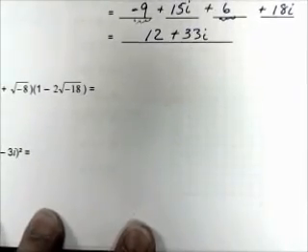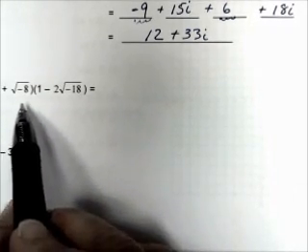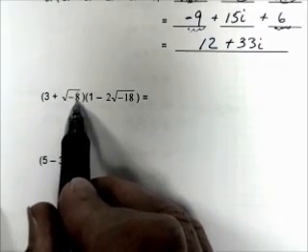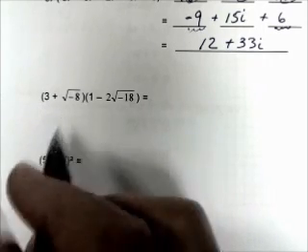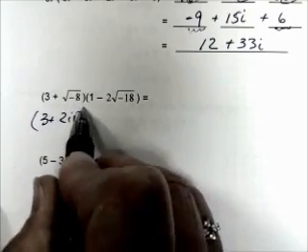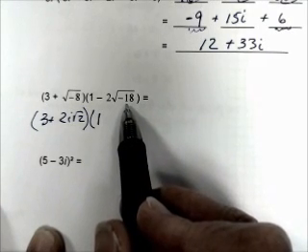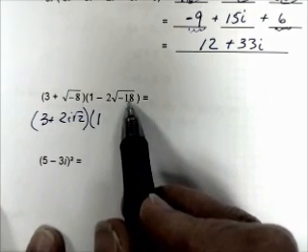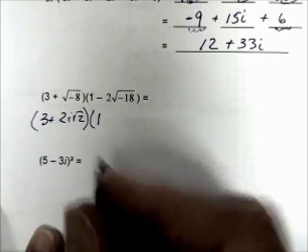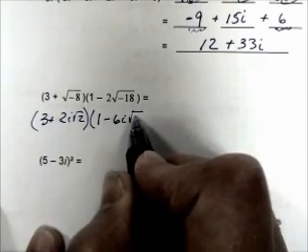Okay, another foiling here. Let's simplify. Square root of negative 8. We're thinking 4 times 2, and the square root of 4 is 2. So this would be 2i square root of 2. So 3 plus 2i square root of 2 times 1 minus the square root of negative 18. We're thinking 9 times 2, and the square root of 9 is 3. 3 times the 2 would be 6. This would be minus 6i square root of 2.